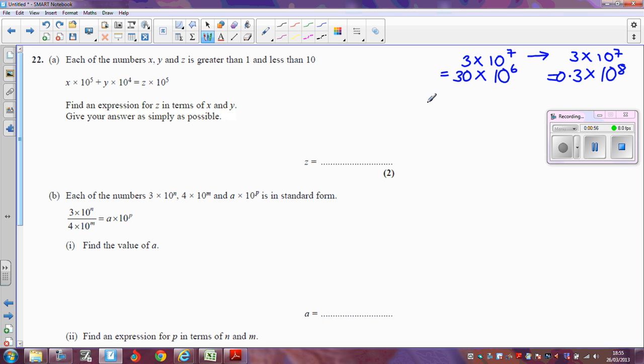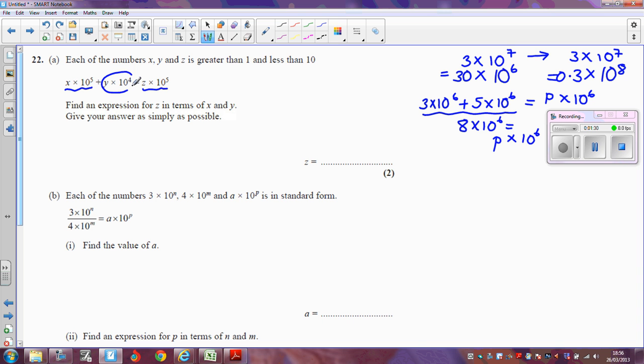If we had something like this, let's say we've got 3 times 10 to the 6 plus 5 times 10 to the 6 is equal to, let's say, p times 10 to the 6. If all the numbers were times 10 to the 6, in other words, 3 times 10 to the 6 plus 5 times 10 to the 6, actually that's 8 times 10 to the 6. And if that is equal to p times 10 to the 6, then 8 is equal to p. You get the idea. So at the moment, x is times 10 to the power 5, z is times 10 to the 5. The problem is this y.